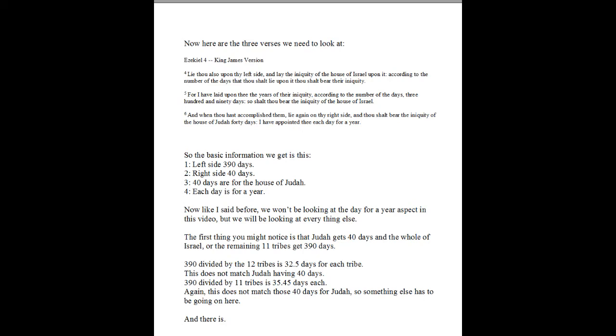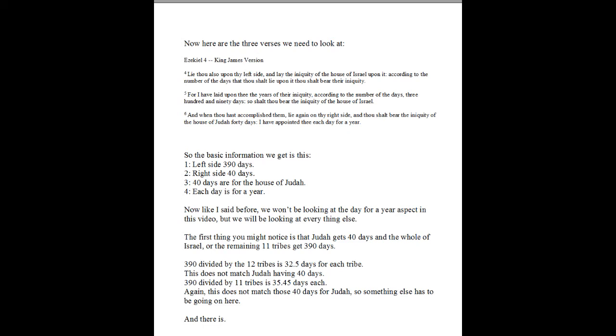Verse 5, For I have laid upon thee the years of their iniquity, according to the number of the days. 390 days thou shalt bear the iniquity of the house of Israel. Verse 6, And when thou hast accomplished them, lie again on thy right side, and thou shalt bear the iniquity of the house of Judah 40 days. I have appointed thee each day for a year.